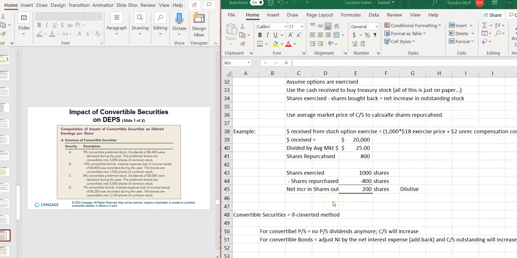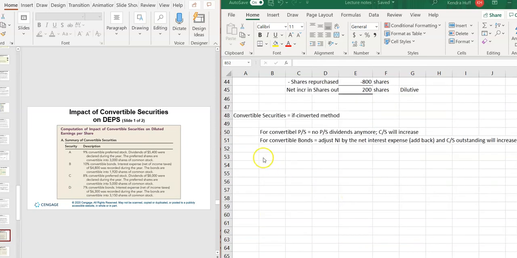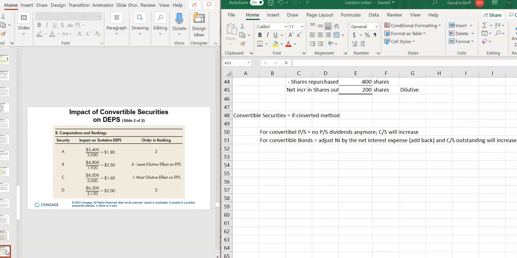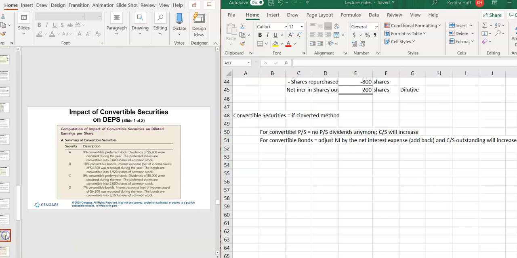Okay, here's the examples. All right, so here's the summary of convertible securities for this company. They have 9% convertible preferred stock. Dividends of $5,400 were declared during the year. The preferred shares are convertible into 3,000 shares of common stock. All right, so let's just go here. They've got it all worked out. So A, you've got the 9%.